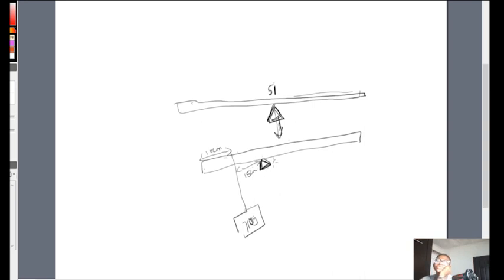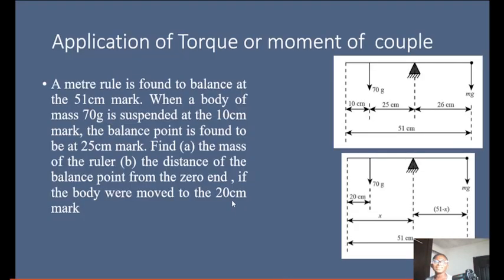So what is left from here to where the mass of the body is? The mass of the body is always at the center, and we were told that this body balances at 51. So that is where the mass of the body will be. So what will be left here is just 51 minus what is here. Look at it now. A meter rule is found to balance at the 51 centimeter mark. When a body of mass 70 gram is suspended at the 10 centimeter mark, the balance point is found to be at 25 centimeter. Find A, the mass of the ruler. The mass of the ruler will always be at the center.